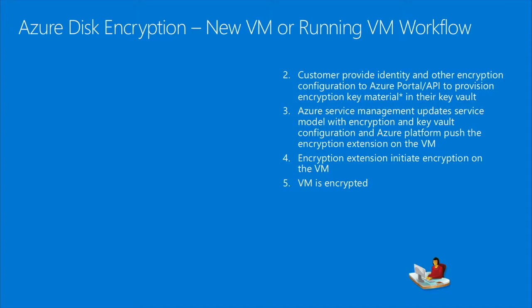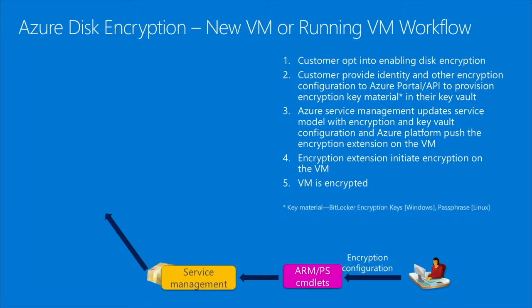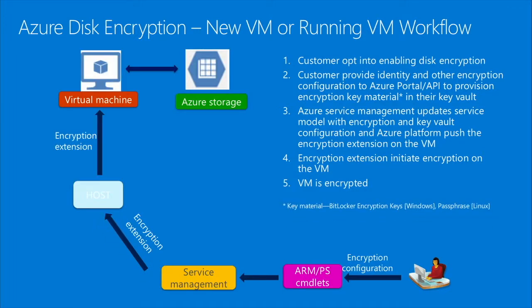Now let's walk through the flow for the running VM scenario. Here, the user comes to Azure and has opted to turn on encryption for the running VM. There are a few differences which I was calling out earlier. The first thing is that you specify the encryption configuration, which includes the Azure Active Directory client ID and the secret which the agent is going to use to talk to Key Vault to upload the keys securely. And then you have to provide the Key Vault URI, or the reference, so that the agent can upload the keys into that Key Vault.